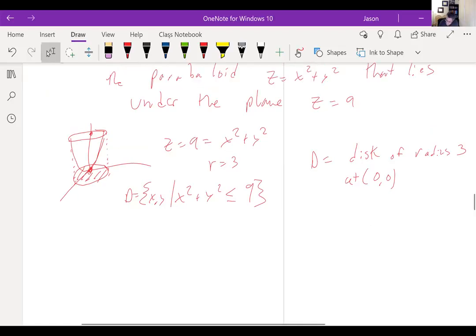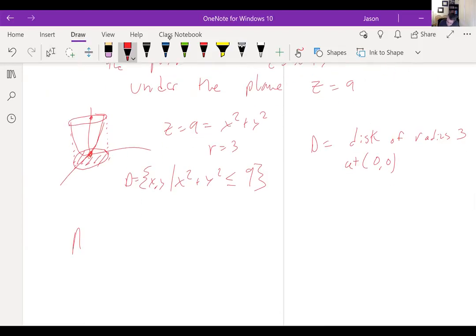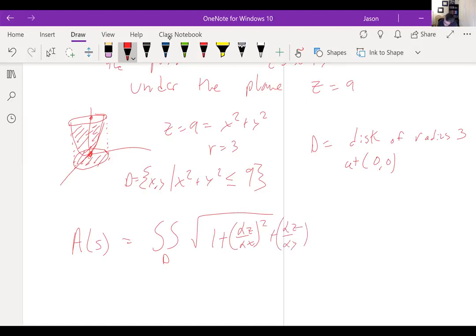Let's figure out what we need to do here. Let's find the area. We want the surface area of this thing, right? The surface area is equal to the double integral over D of the square root of 1 plus dz/dx squared plus dz/dy squared.